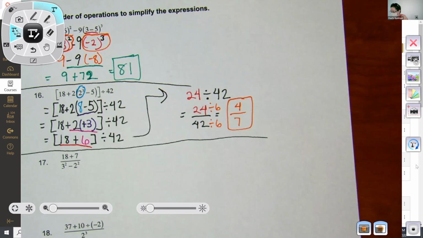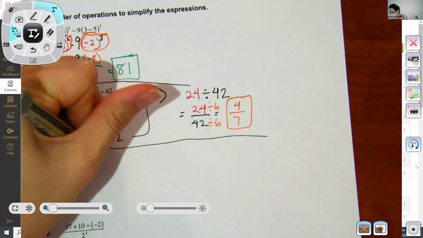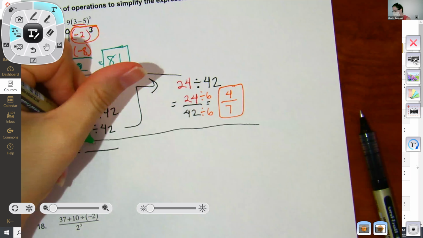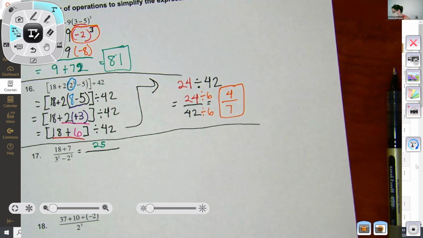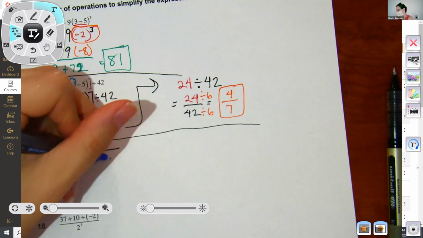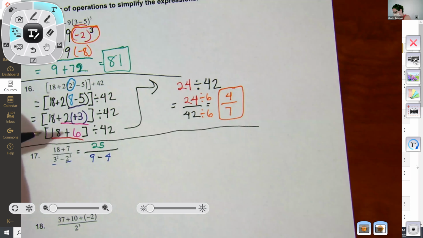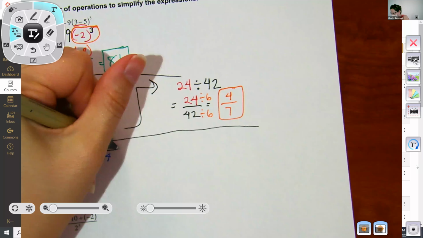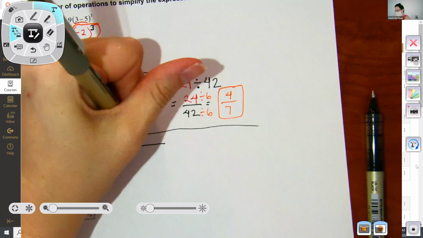So 18 plus 7 is equal to 25. So that's it for the numerator. And then in the denominator, let's see. We need to do exponents. So 3 squared is 9, and 2 squared is 4. So that's 9 minus 4. All right. So 9 minus 4 equals -5.